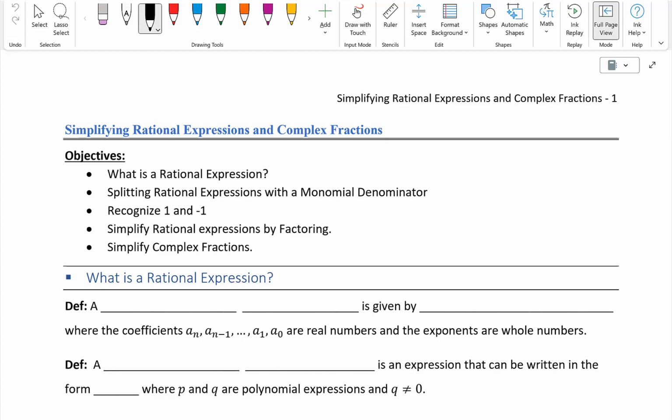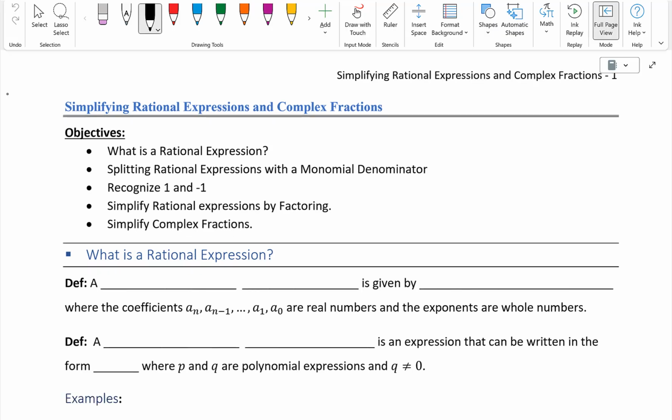Our standard today involves simplifying rational expressions and complex fractions. Objectives include what is a rational expression, splitting rational expressions with a monomial denominator, recognizing 1 and minus 1, simplifying rational expressions by factoring, and then simplifying complex fractions. It sounds like a lot, but most are pretty quick.